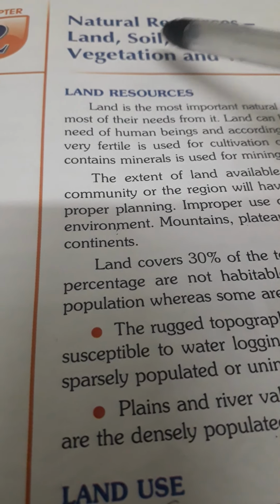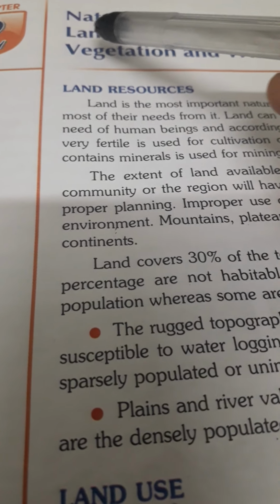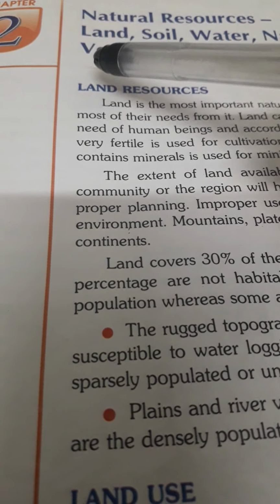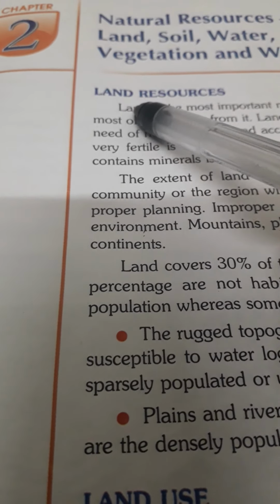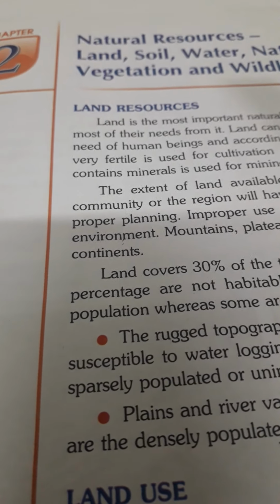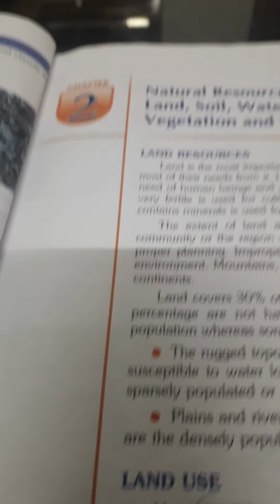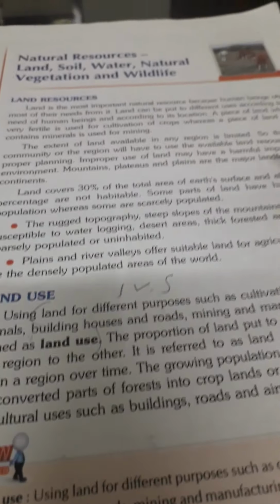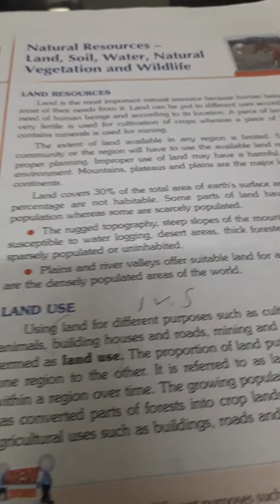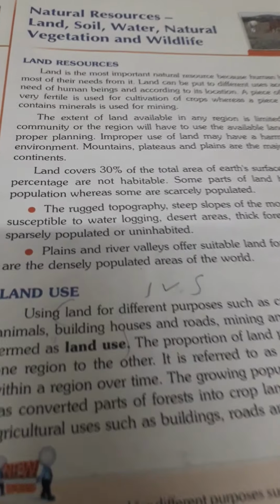There are many types of natural resources. First, land. Land is the most important natural resource because human beings obtain all types of things from land. All the human activities we perform on land. It is a free gift of nature.